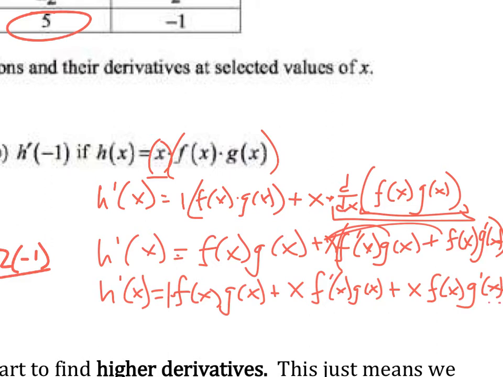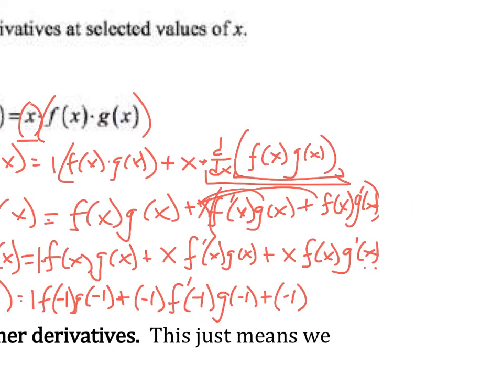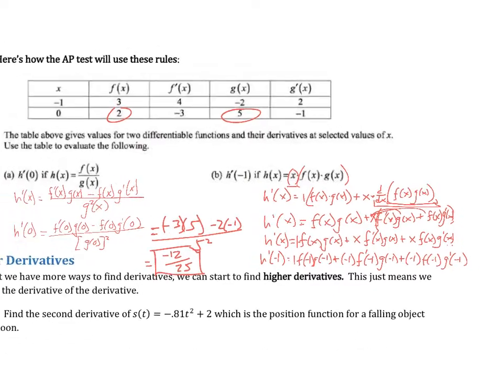So now when we get h prime of negative 1, that's what we were looking for. We get 1 times f of negative 1 times g of negative 1, plus negative 1 for x, f prime of negative 1, g of negative 1, plus negative 1 times f of negative 1 times g prime of negative 1. And now it's just a matter of using our table to read all these things.